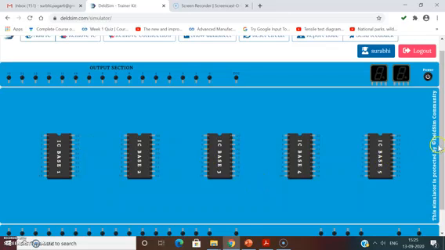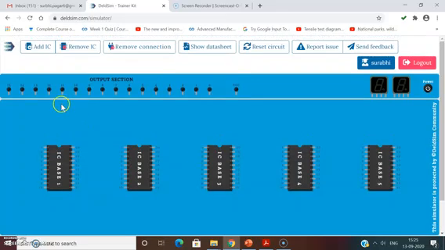And the functions it provides: if you want to add any IC, you have to click on this add IC. If you want to remove an IC, then click on remove IC. If you want to remove any cabling connection, then you have to click on this remove connection. And one more specification it has is that you don't need to keep your data sheet along with you. On this tool you have a data sheet too.